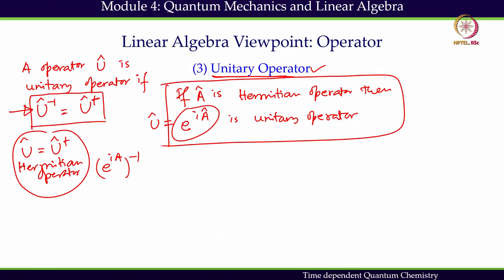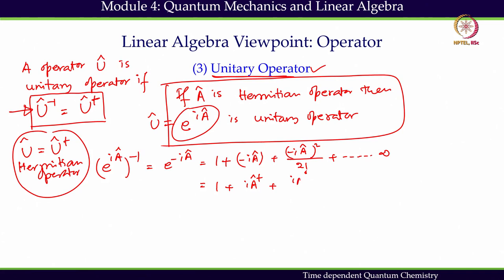The inverse of the operator is going to be e to the power minus iA, which can be written using the Taylor series expansion as 1 plus minus iA plus minus iA whole square divided by 2 factorial plus many other terms. This is the Taylor series expansion we are using, which is nothing but 1 plus i A dagger plus i A dagger whole square divided by 2.